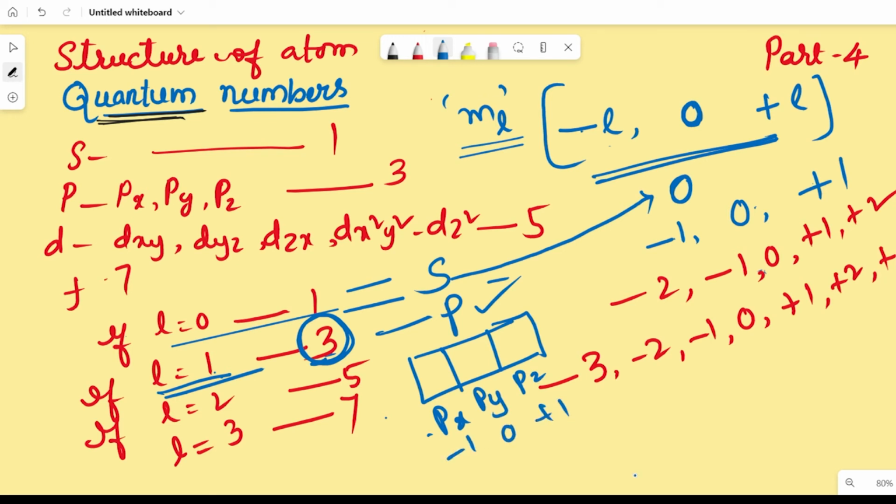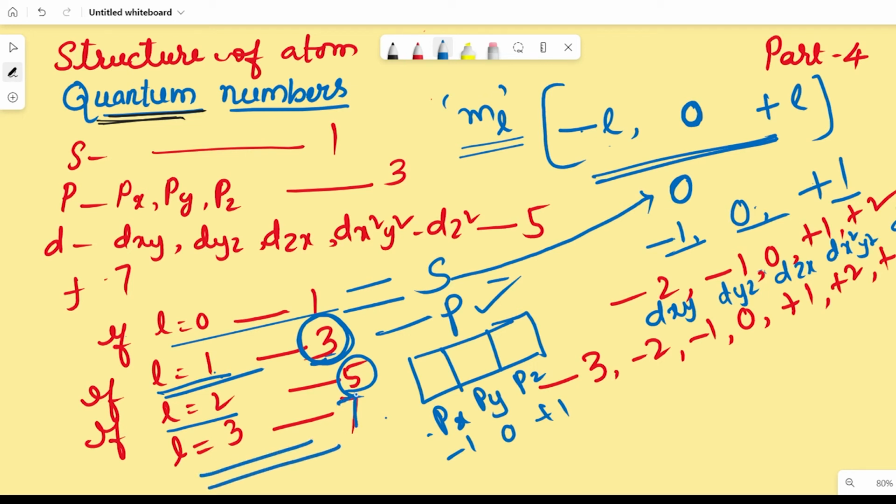Is it clear? If l is equal to 2, that is the d orbital. The d orbital has 5: dxy, dyz, dzx, dx square minus y square, and dz square, which means these labels indicate the orientation of the orbitals. Is it clear now? If l is equal to 3, that is split into 7. I already told you the f orbital contains 7 suborbitals. So these are the values for the f orbital, which means m, the magnetic quantum number, indicates the orientation of orbitals in the presence of a magnetic field.